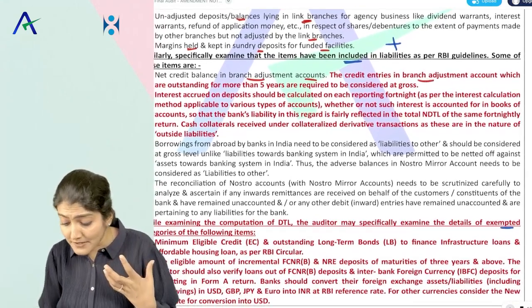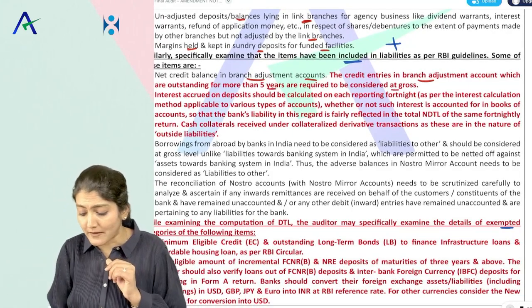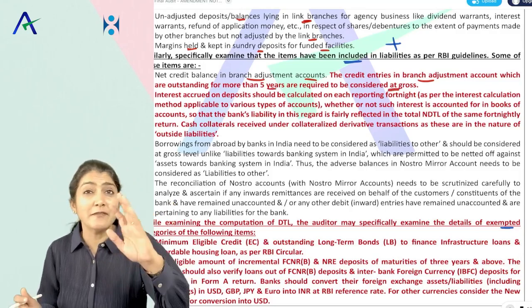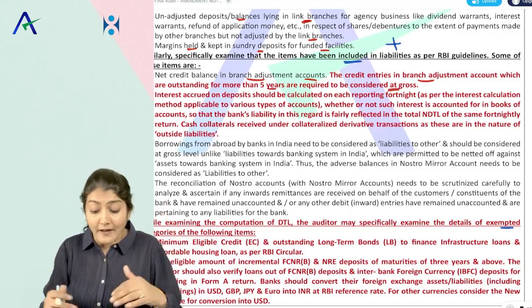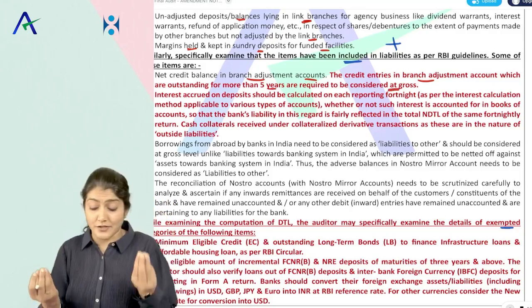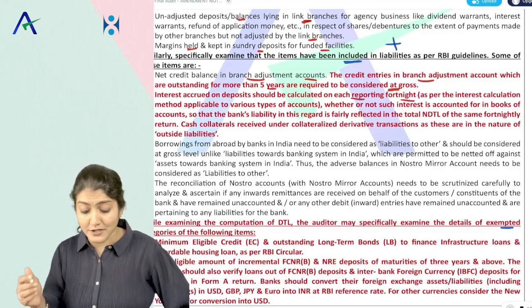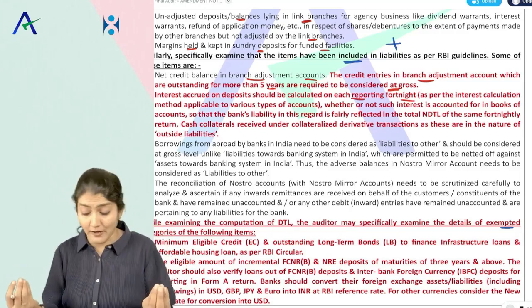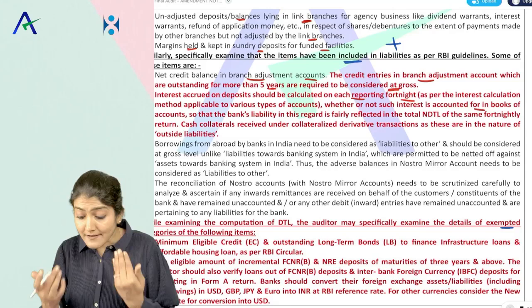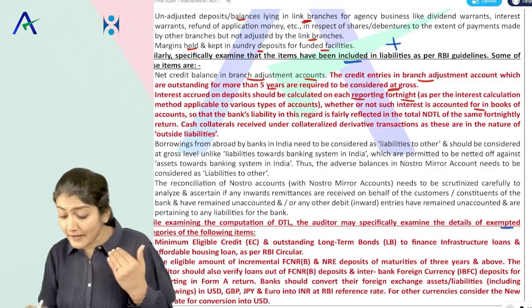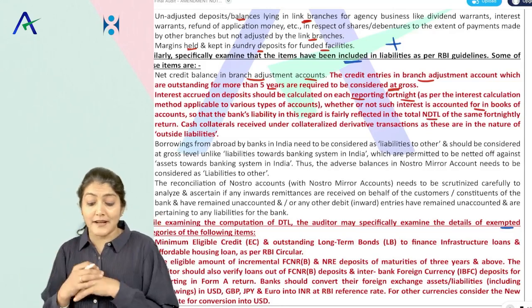Credit entries in the branch adjustment account which are outstanding for more than 5 years are required to be considered at gross. So less than 5 years are to be considered at net, but more than 5 years are to be considered at gross. Then interest accrued on deposits should be calculated on each reporting fortnight as per the interest calculation applicable to various types of account, whether or not such interest is accounted for in the books of account, so that the bank's liability in this regard is fairly reflected in the total net demand and time liabilities of the same fortnightly return.